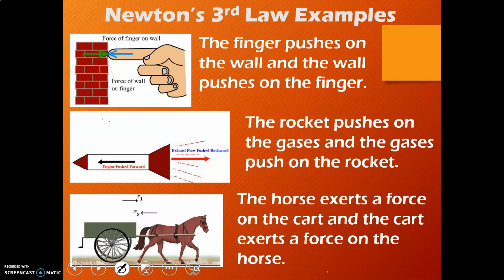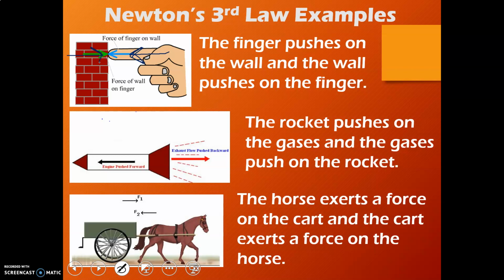In our top example, you have a finger that is being pushed on a wall. So you're pressing on a wall. The action force would be the finger pushing on the wall. The reaction force is the wall applying a force to the finger. So there are two objects. There is an action and reaction. The action is the finger pushing on the wall. The reaction is the wall pressing back on the finger.